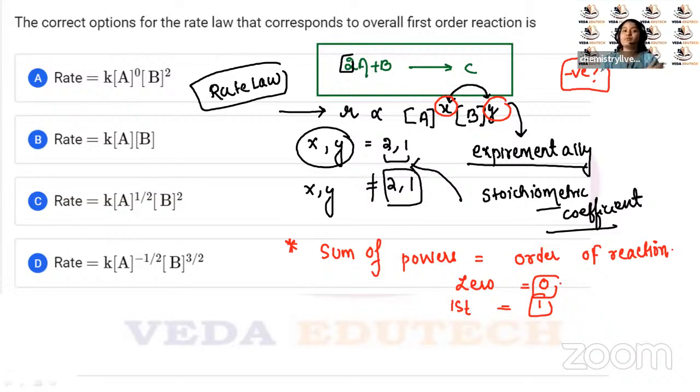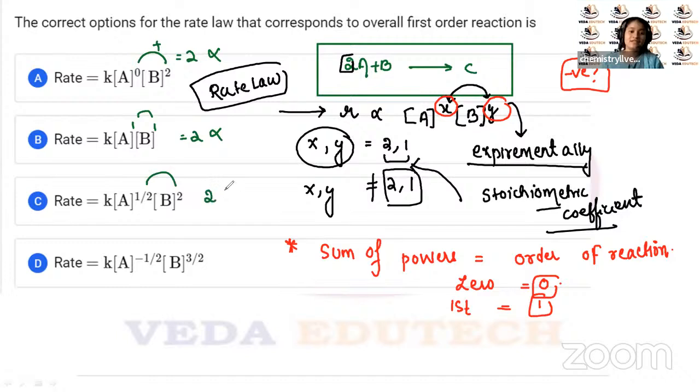So let us see what is being asked to us in the question. It is being asked that the correct options for the rate law correspond to an overall first order reaction. The overall reaction is first order. Okay. So we'll see the sum of powers here. If I add 0 plus 2, I'll get 2 here. So that is not the answer. Here it is 1 and here it is 1. If I add this, I'm going to get 2. This is not the answer.